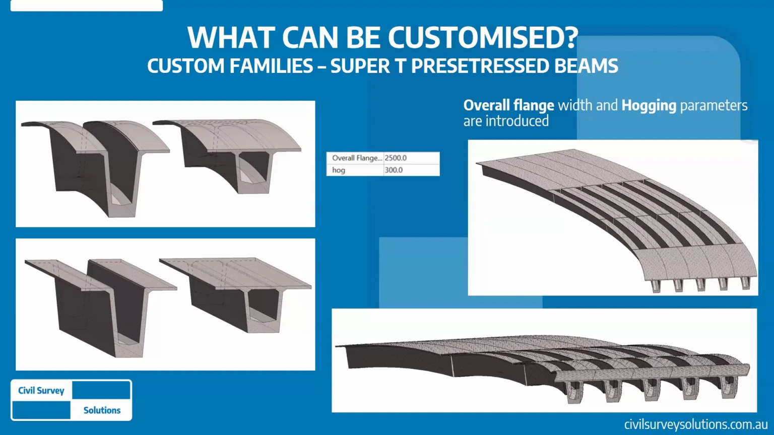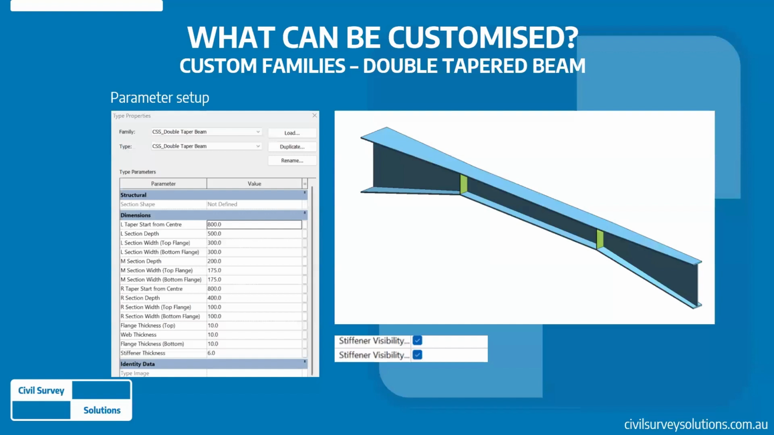So just two clicks, job done. All right, moving to the next slide, which is a double tapered beam. Yep, Revit Australian content doesn't come with something like that. Probably it has something, but I have just extended it to make it more flexible, like the parameter setup, as you can see over here on the left image.